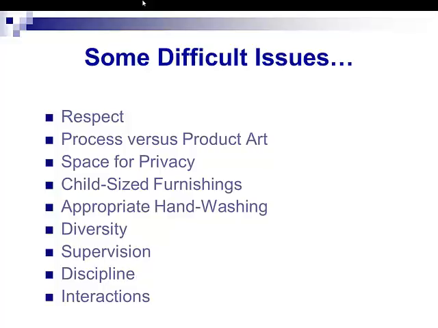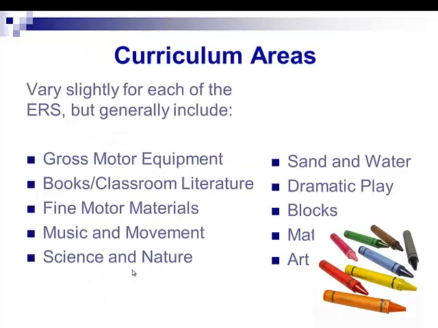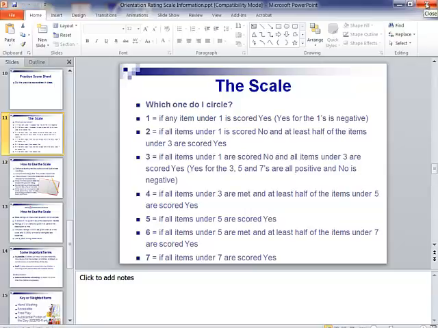Diversity, supervision, discipline, and interactions. These are areas that students sometimes struggle with scoring because you really have to look at them when you are there in the classroom. They're not hard, they're just a little bit more difficult. They're not impossible, let me put it that way. Curriculum areas, these are the areas you would be looking at when you're doing the inventory of the classroom. These are the areas that you're going to be focusing on. Okay, so I think that's it for that slideshow. I'm going to close this down.